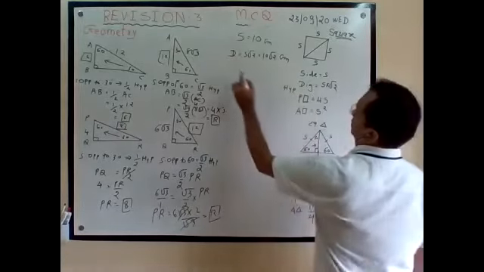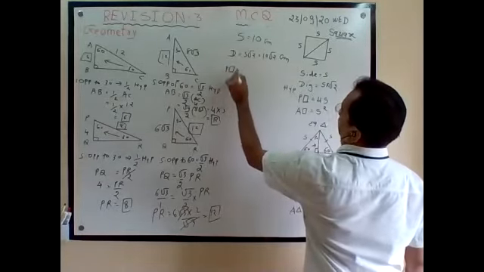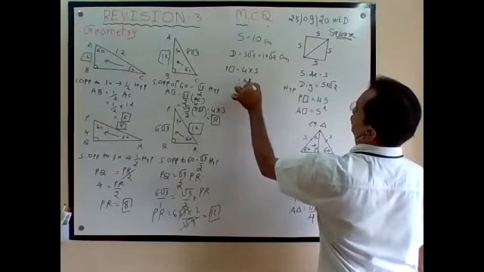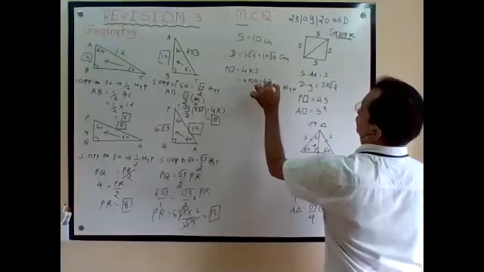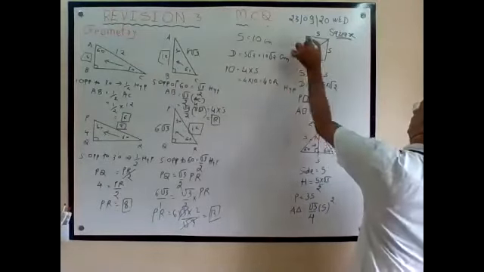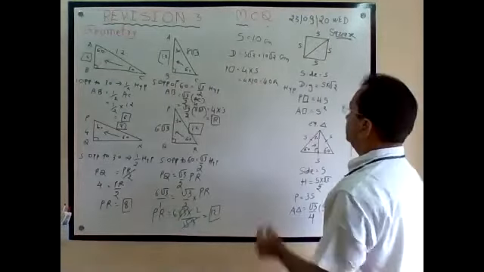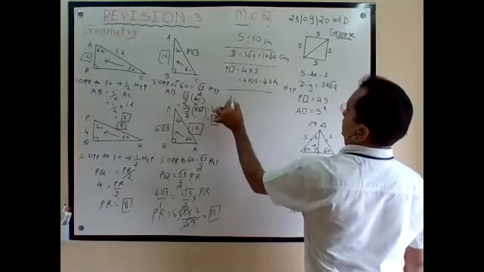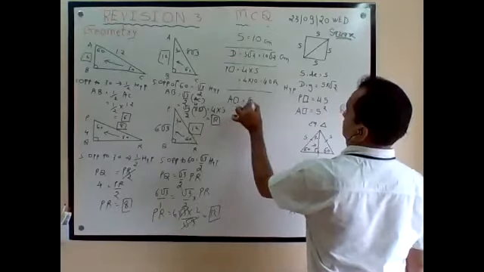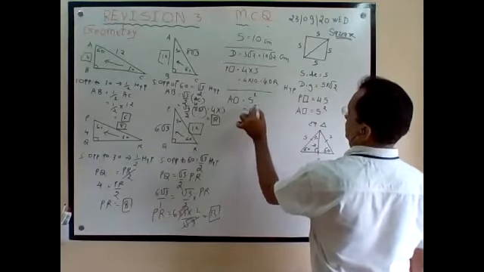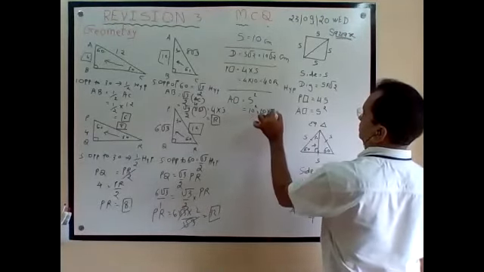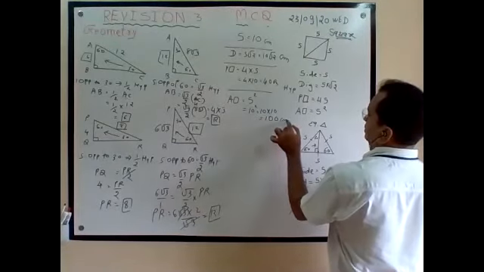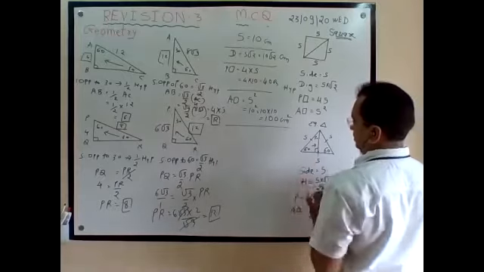Formula substitution. Perimeter of square, 4 into side, 4 into 10, 40 centimeter. 10, 10, 10, 10, 40. Area of square, side square, 10 square, not centimeter, centimeter square.